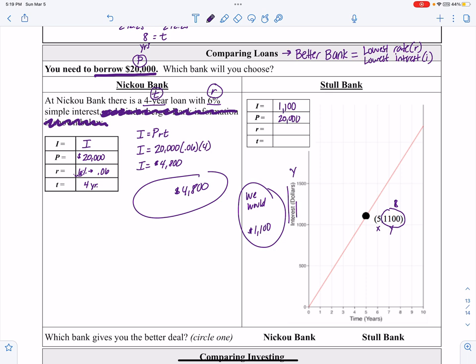Okay. So we're borrowing money and taking a loan, which means that we're going to have to pay an extra $4,800 in interest. And I'm going to have to pay $1,100 in interest with the stall bank. So now that you understand that, which one is the better bank? We don't even know about the interest rates, but we can just look at the interest we're going to have to pay. I do not want to pay an extra $4,800. And so we end up with the stall bank being the better choice for the loan for this one.